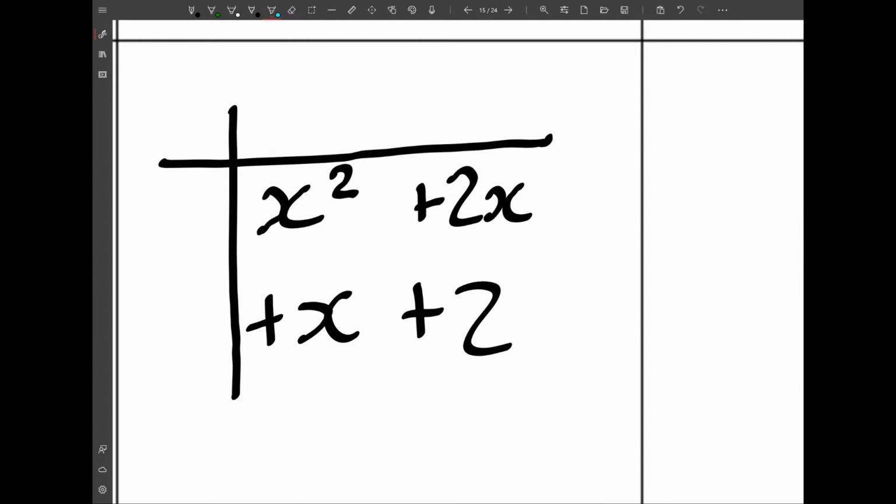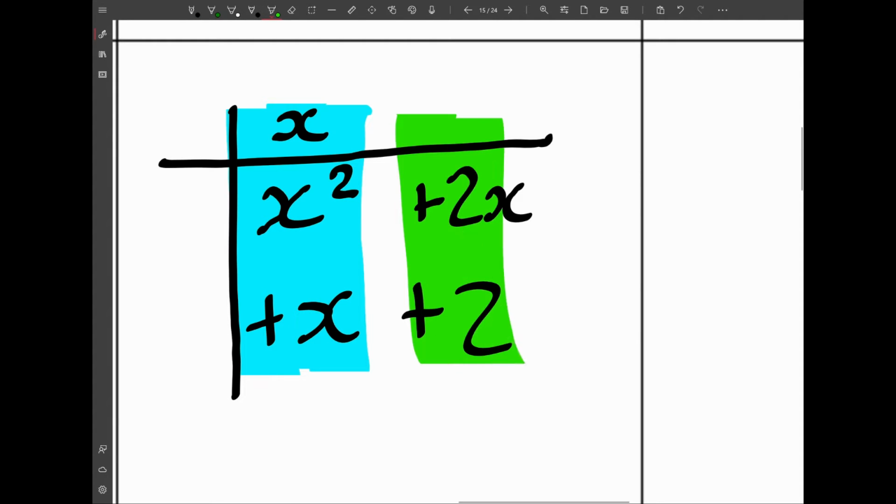Look at the columns and the rows individually. Let's start with this column, x squared plus x. Well, if we look, the GCF of x squared and x is x. Now, if we look at this column right here, 2x and 2, the GCF of that, we're going to include a sign with this, is positive 2, right? They both have a 2 in common.